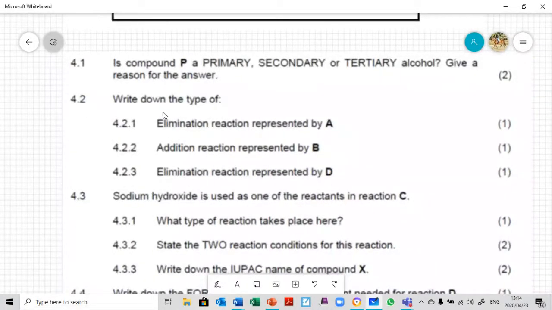4.2, write down the type of elimination reaction represented by A. Now, this is on the one hand a really nice way of asking it. On the other hand, this quite limits you, because they're already telling you it is an elimination reaction. So you kind of know what your boundaries are. You know which elimination reactions you can deal with, which really does help. On the other hand, you have to know all your elimination reactions exactly by name to be able to answer this question. Okay, so let's have a look. We are looking for reaction A.